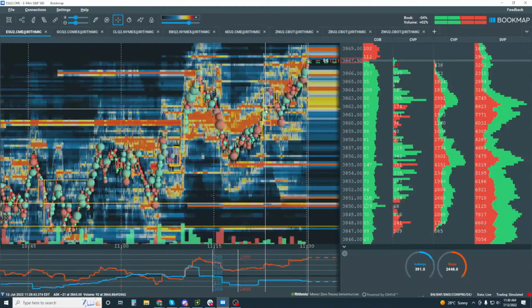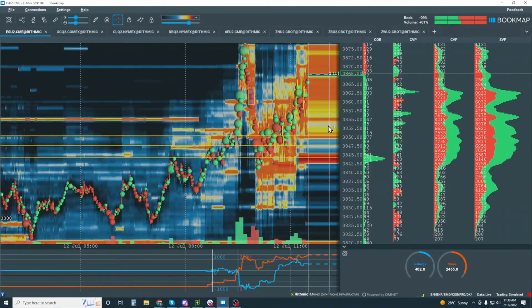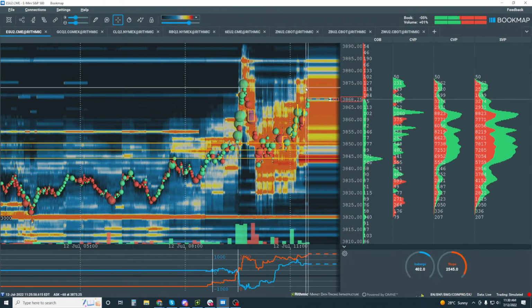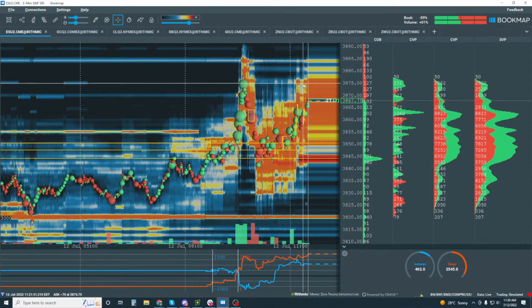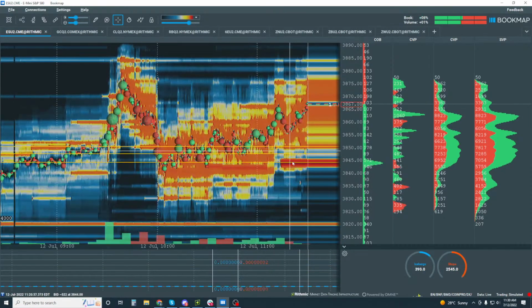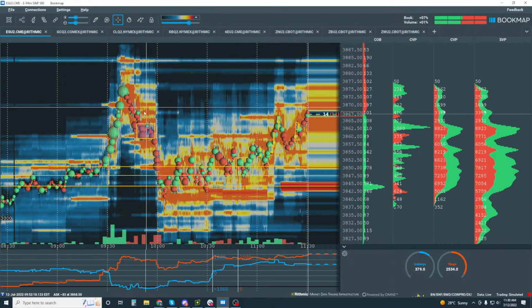Yeah. So let's zoom out here. Let's take a look at this bigger picture. We're making new highs again here. This thing just continues to squeeze. Boy, I don't like it at all.